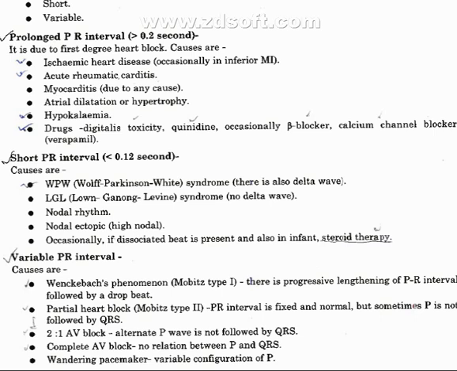Variable PR interval causes: Wenckebach's phenomenon, Mobitz type 1. There is progressive lengthening of the PR interval followed by a dropped beat. Partial heart block, Mobitz type 2: PR interval is fixed and normal, but sometimes P is not followed by QRS. 2:1 AV block: alternate P wave is not followed by QRS. Complete AV block: no relation between P and QRS. Wandering pacemaker: variable configuration of P.